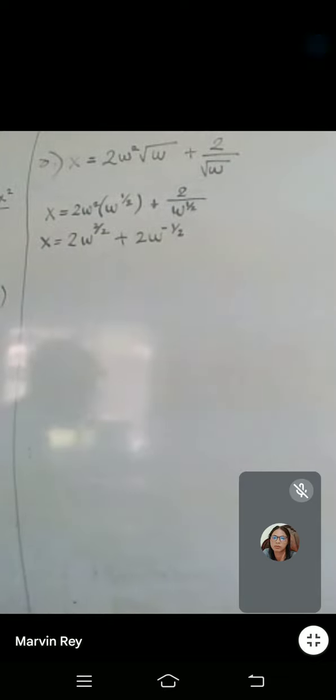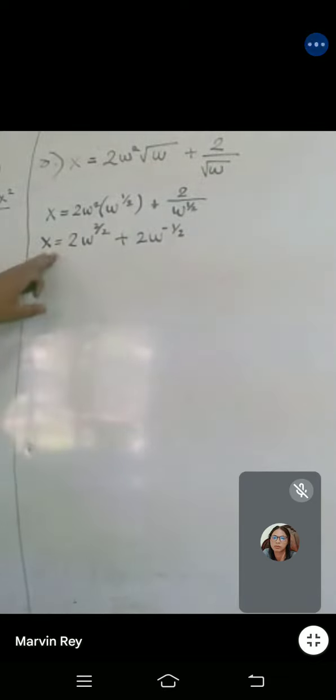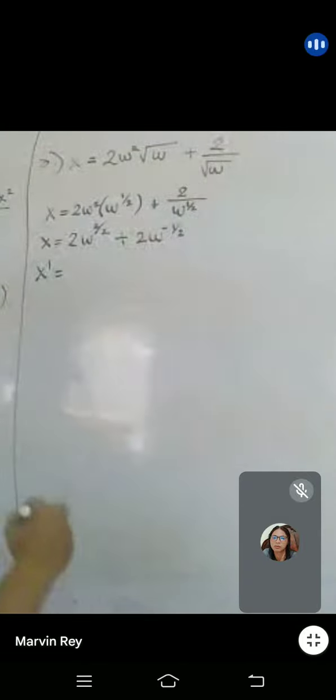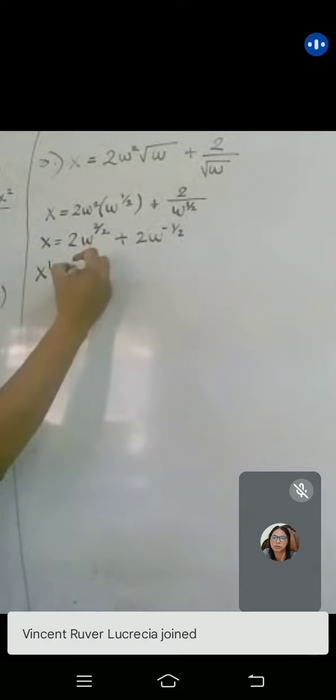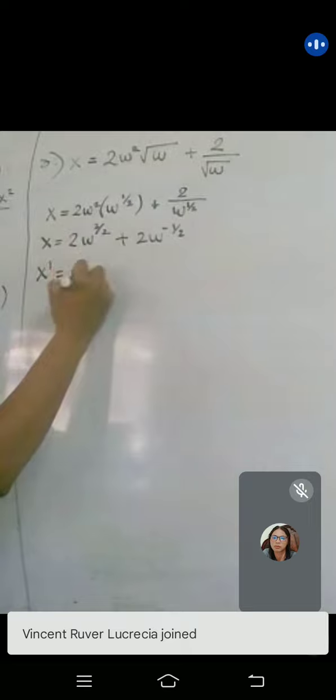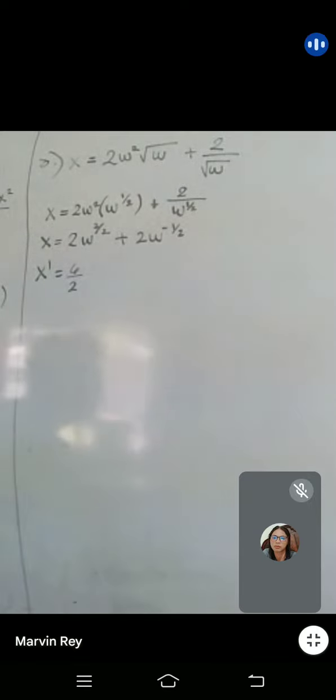Okay? The next, you can now try to differentiate x prime. So 5 over 2 times 2, 5 over 2 times 2 is 10 over 2. So the answer becomes 10 over 2. So 10 over 2 is just equal to how much?